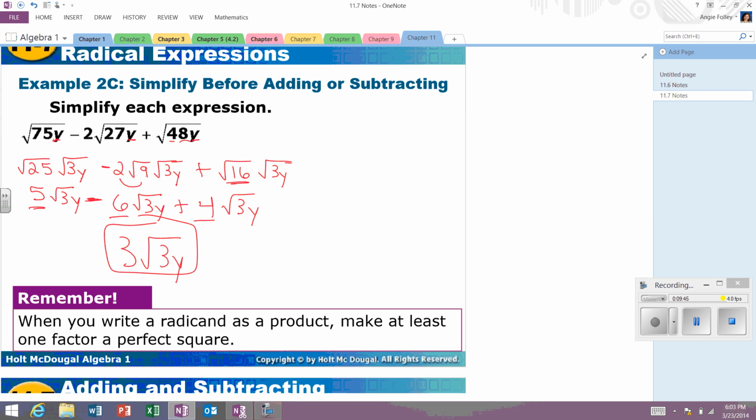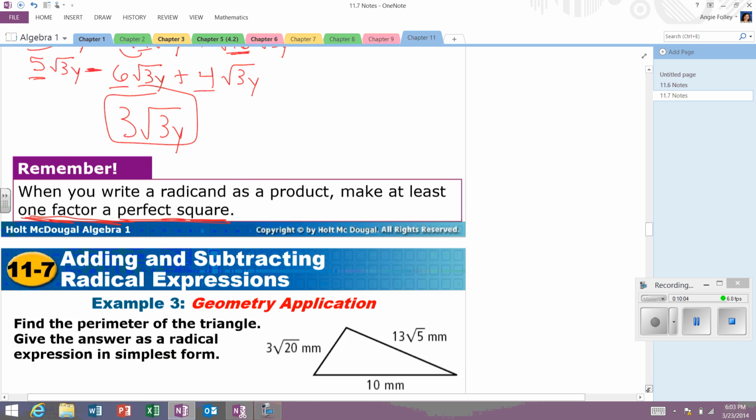Just remember, when you write a radicand as a product, you want to, like I did up here, make at least one of them a perfect square. And you want it to be the biggest perfect square that you can. So for example, we knew 25 was the biggest perfect square in that one, 9 was the biggest perfect square here, and 16 was the biggest perfect square there.